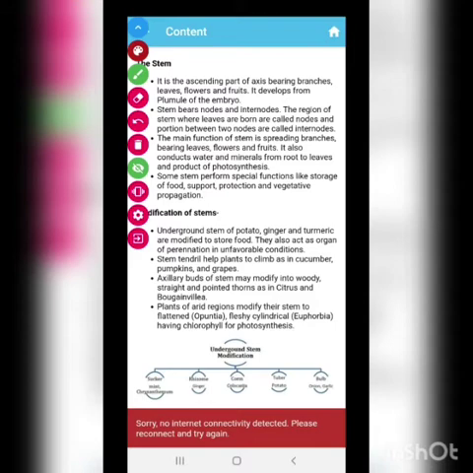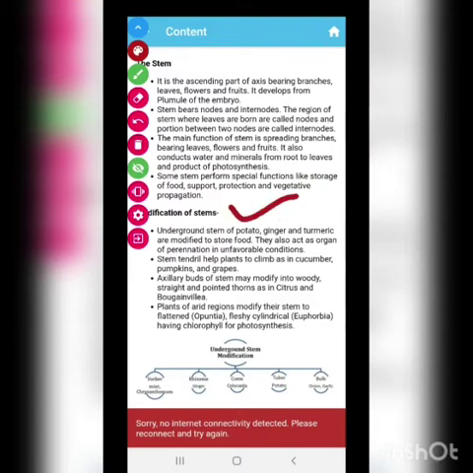The main function of a stem is spreading the branches, bearing leaves, flowers, and fruits. It conducts water and minerals from root to leaves, and sometimes it also helps in the production of food by the process of photosynthesis, and the transportation of the products of photosynthesis. Some stems perform special functions such as storage of food, support, protection, and vegetative propagation, that means a kind of reproduction. So all these things are written here in a proper manner, and we have already discussed them.